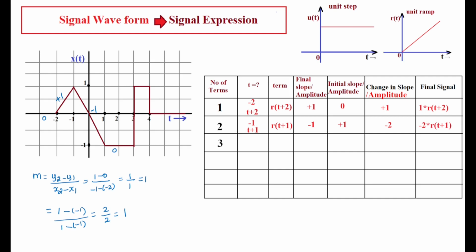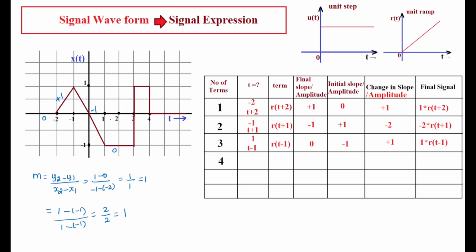Next consider T is equal to 0. Is there any change in signal taking place? No. So no need to consider this point. And go to the next point, T is equal to 1, or T minus 1. This is the ramp signal because the slope changes from minus 1 to 0. The slope is minus 1, here the slope is 0. And the unit ramp signal is represented by R of T minus 1, and final slope is 0, initial slope is minus 1. So what is the change in slope? Final minus initial, 0 minus of minus 1, that is plus 1. What is the final signal? That is final slope into R of T minus 1.